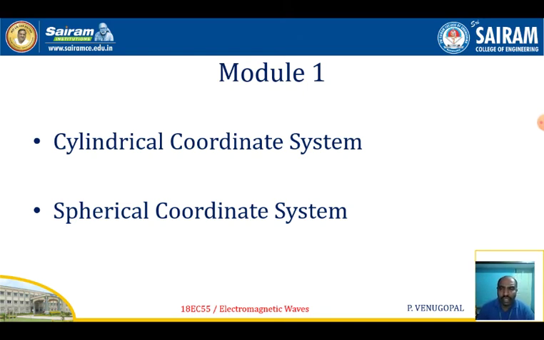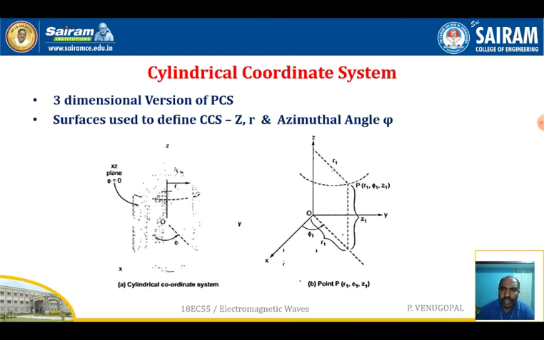Let's start with the cylindrical coordinate system here. The cylindrical coordinate system is a three-dimensional version of this coordinate system, and the surfaces used to define the cylindrical coordinate system are the constant plane z, the radius of the cylinder r, and the azimuthal angle phi. So in figure 2 you are observing how to mark the point, which is a function of r, phi, and z.